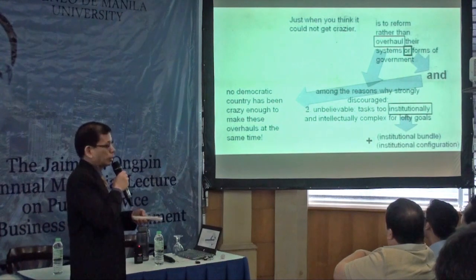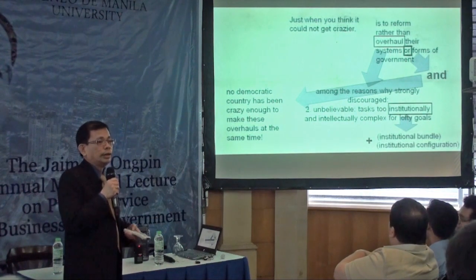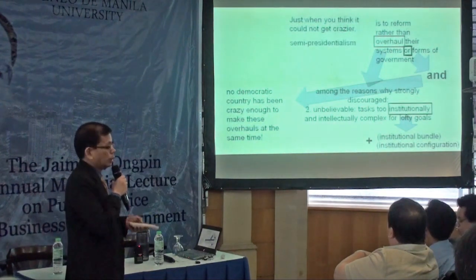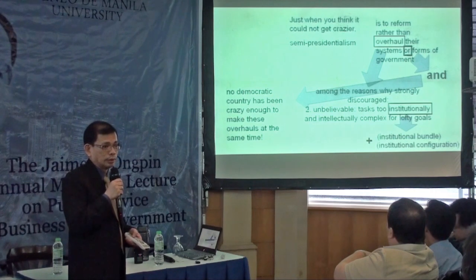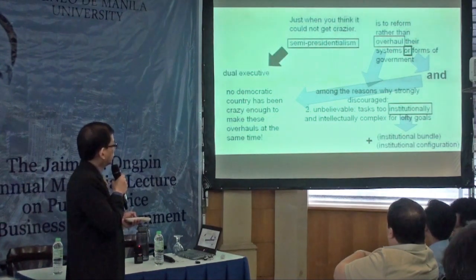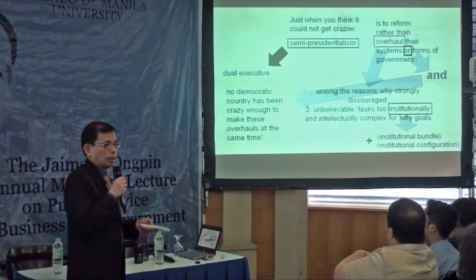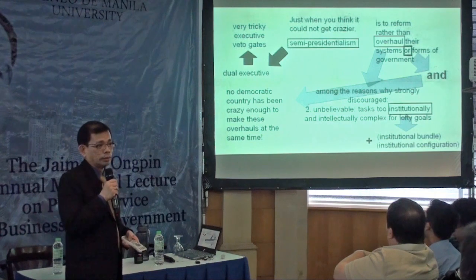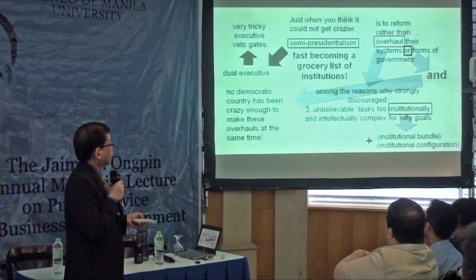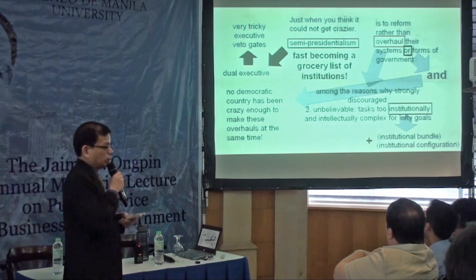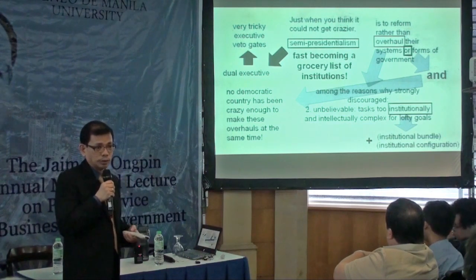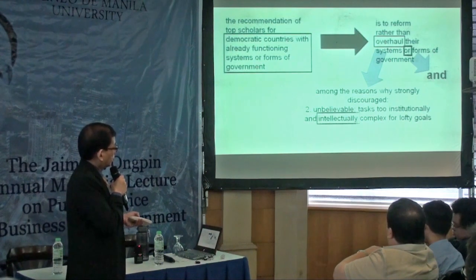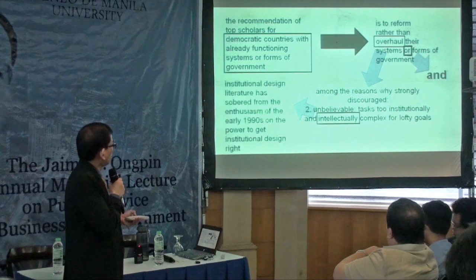Just when you think it could not get crazier, in the State of the Nation Address of the new president, from out of the blue, he talks about semi-presidentialism. Semi-presidentialism, with its dual executive and one of the most difficult veto-gates of the executive. And it is fast becoming a grocery list of institutions now. Second, we go to the intellectually complex.